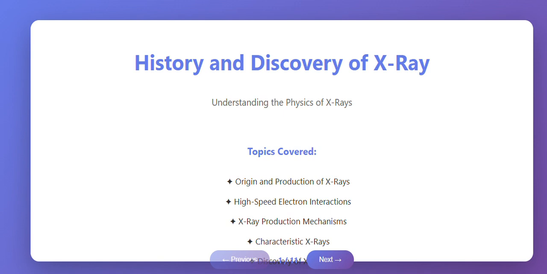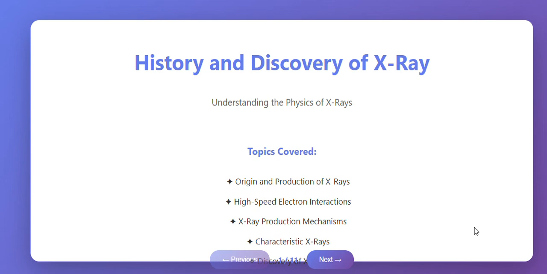In today's tutorial, we'll be exploring the history and discovery of X-rays. We'll cover 5 main topics: the origin of X-rays, how high-speed electrons interact with matter, the mechanisms behind X-ray production, characteristic X-rays, and the incredible story of how X-rays were first discovered. Trust me, by the end of this video, you'll have a complete understanding of this amazing phenomenon. Let's start with the fundamentals.